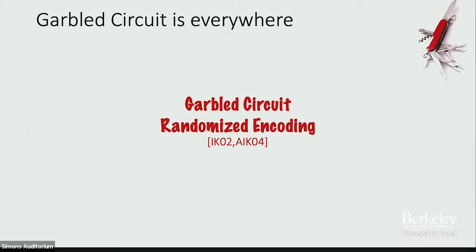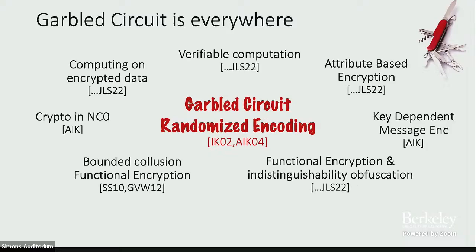All right, so garbled circuit, together with its later, better formulation of randomized encoding, is really the Swiss Army knife of cryptography. And if you look, they're just everywhere, to the point that we don't even pay attention if a paper uses garbled circuits. They're just really everywhere, right? Oh, sorry for the citations.